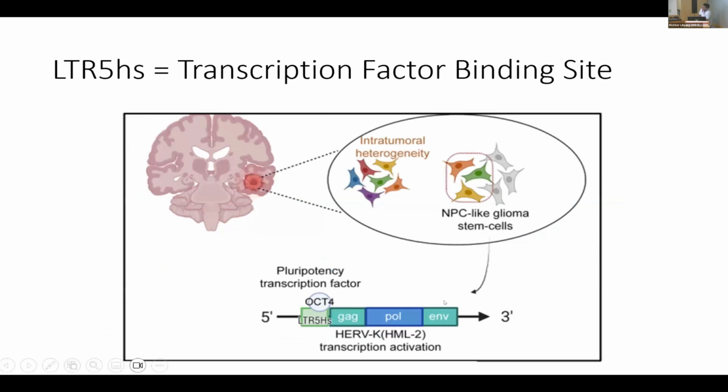What LTR5HS is, it's a transcription binding site where we have transcription factors that are known to bind to this spot, and it leads to increased activation of the downstream endogenous retrovirus. OCT4 was found to be one of these transcription factors that is known to bind to this spot, and OCT4 is known to be a transcription factor associated with neural stem cells.